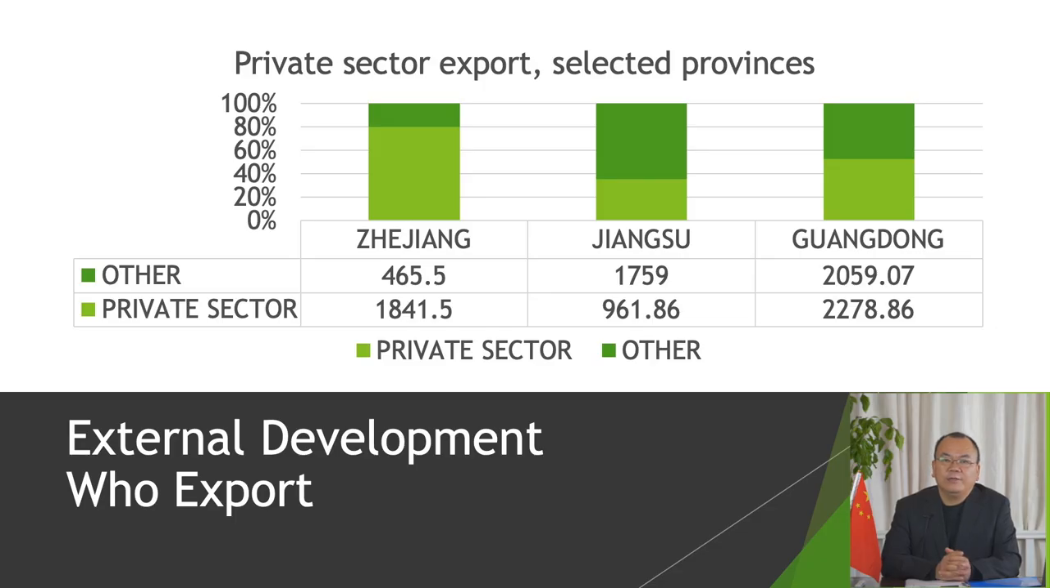So compared with the other two provinces, we can read that in Zhejiang province, we have an active private sector. They not only generate GDP, but also generate export. They export their product and they made profit.